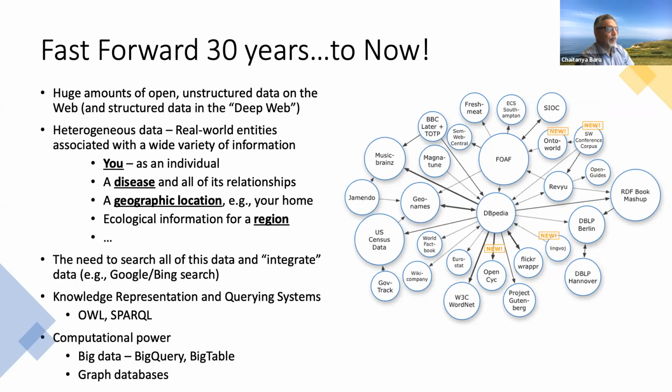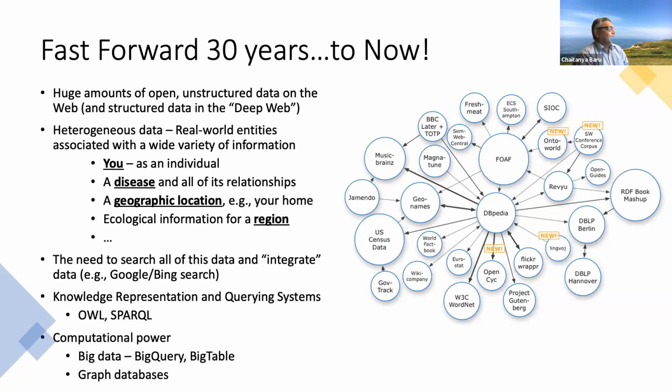There could be information about you as an individual and all the different things that you're connected to, whether it's your images, or your other information from, let's say, your CV. It could be other kinds of information that are related to, now that we're in the pandemic time, disease-related information and all the things that go with that. It could be geographic location information and so on. So it's a very broad range of information that we have to deal with.